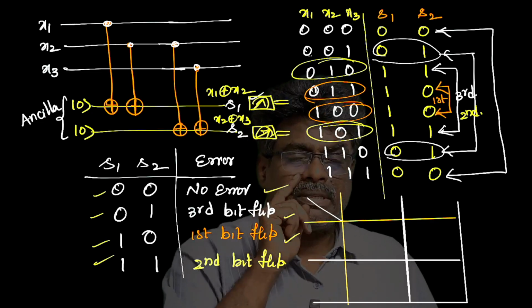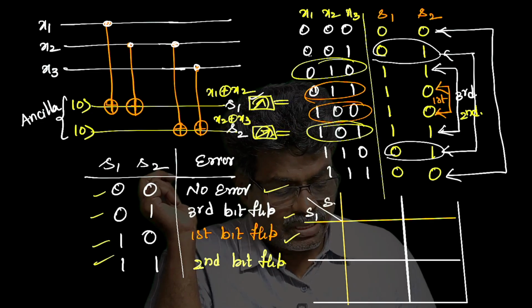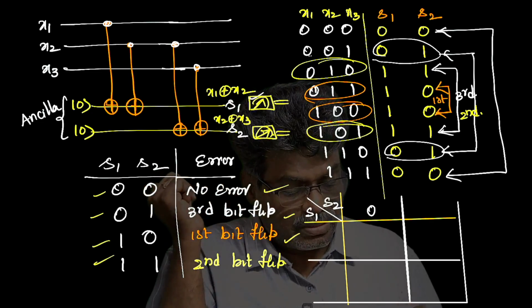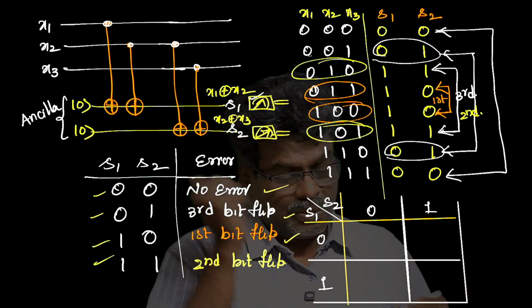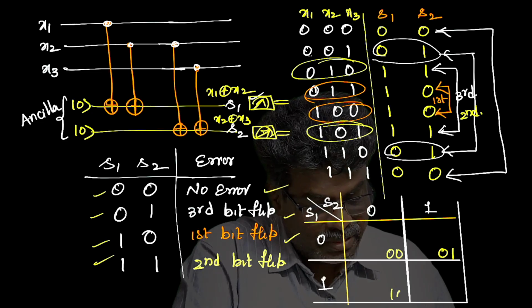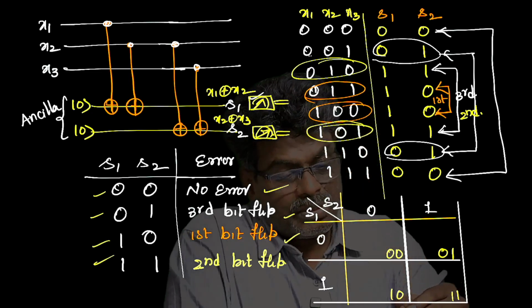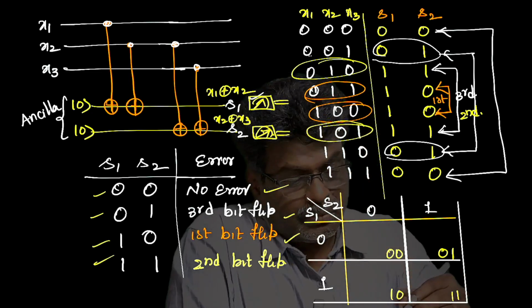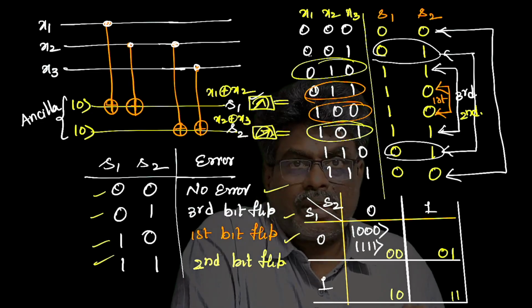Okay, so let us represent this in a different way. So here let us take S1 and here S2. So this is 0 1 and here also 0 1. So the first box represents S1, S2 value 0 0, and the second one 0 1, and third one 1 0, and fourth one 1 1. So here we have 0 0, 0 1, 1 1. That means there is no error here.